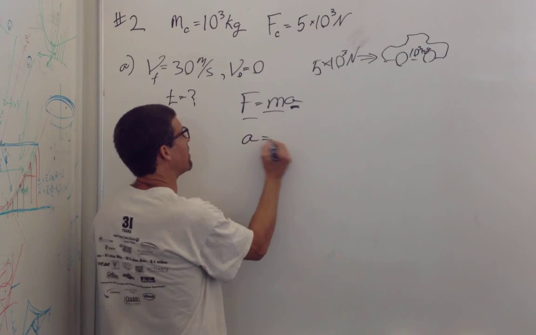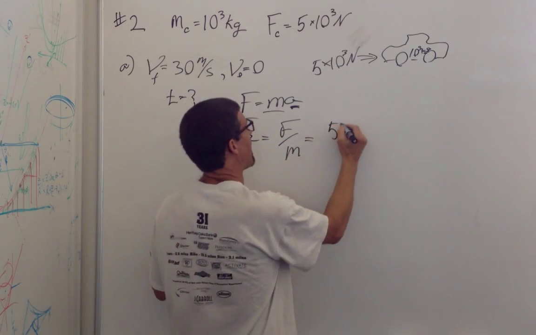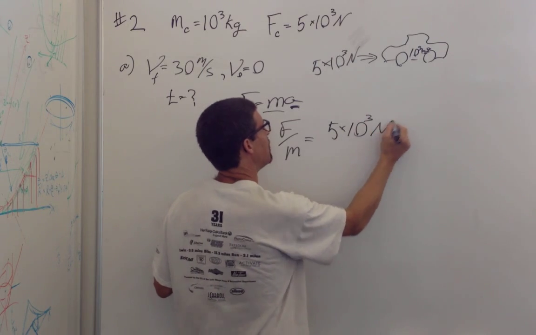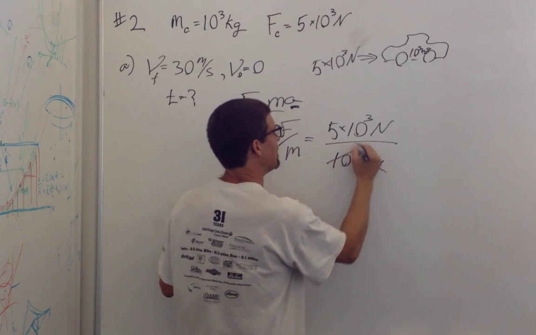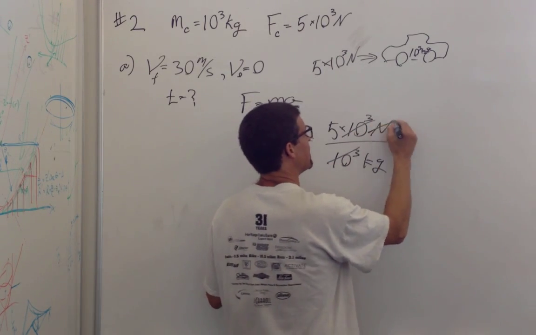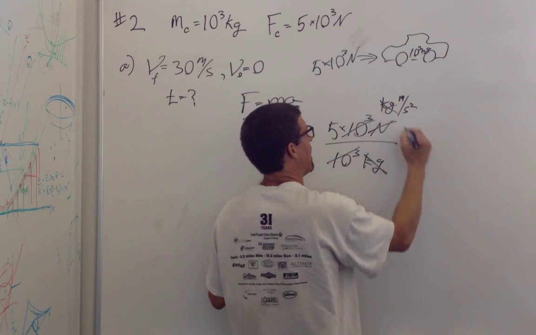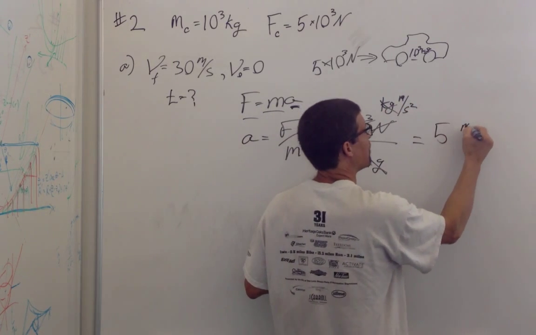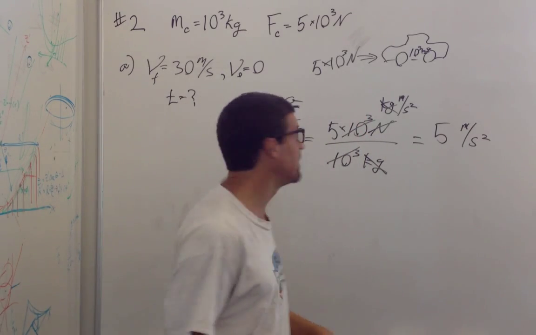So acceleration is equal to force over mass, which is equal to 5 times 10 to the third newtons over 10 to the third kilograms. These cancel, and this is kilogram meters per second squared, and I have 5 meters per second squared, a reasonable acceleration for a car, half of gravity.